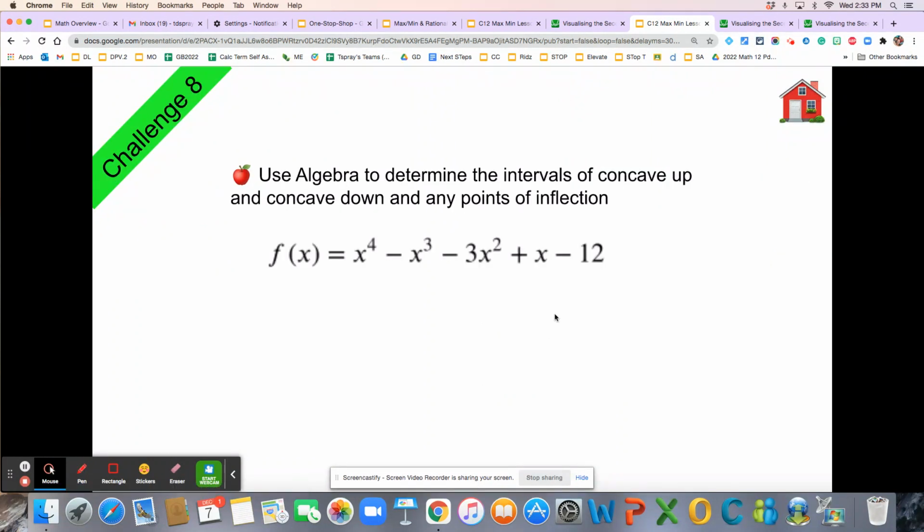Alrighty, now what we're going to do is use algebra to determine the intervals of concave up and concave down and points of inflection. So pause the video, and I want you to do a sketch of this, and then we'll connect in just a moment.